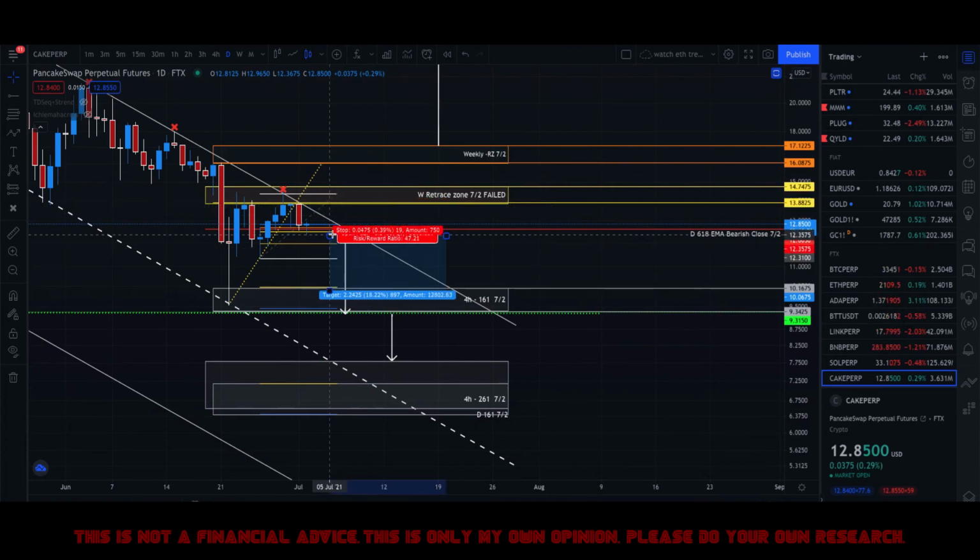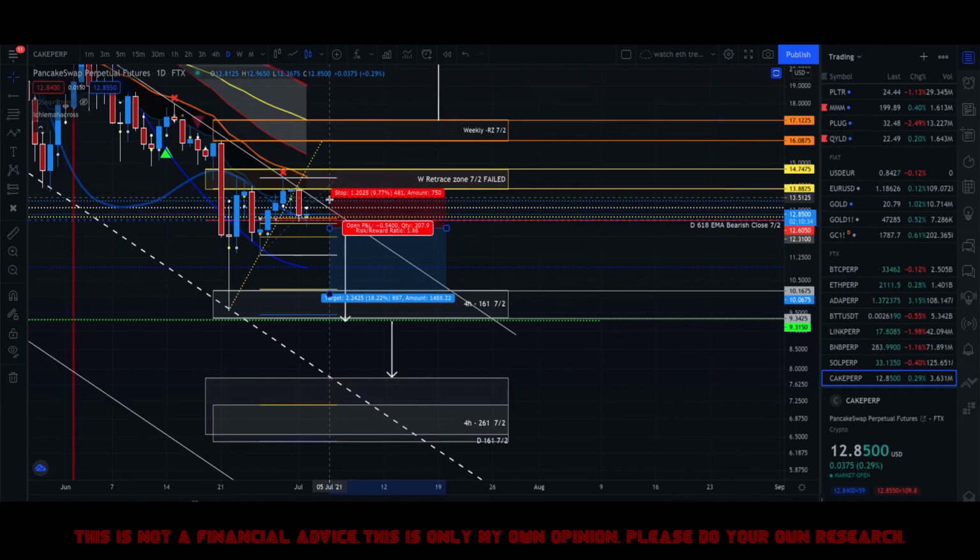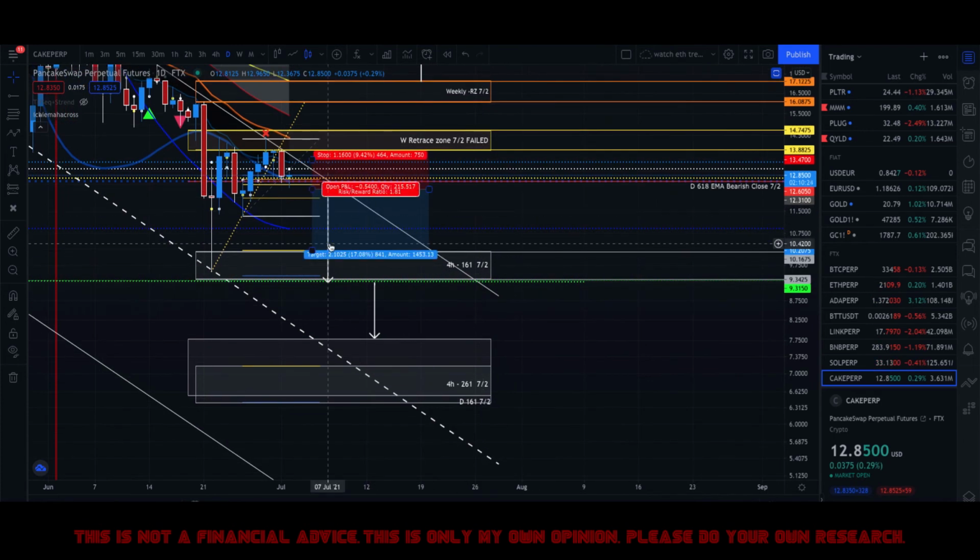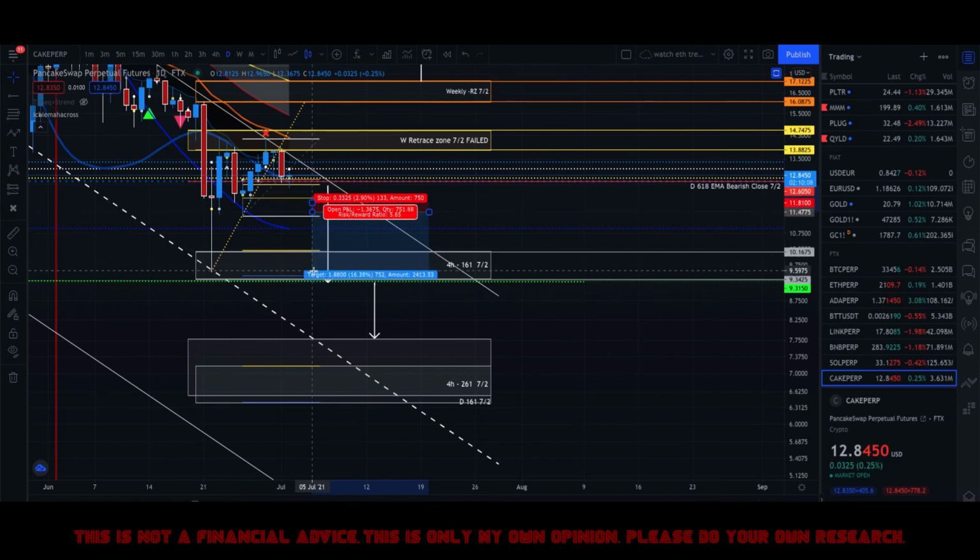A daily close candle below the 618 zone or the red line, for me, that's a short. I have my stop loss out of that channel. Okay. For a 1.8 risk reward ratio, I would trail my stop loss as it comes down. I would trail down my stop loss, in case it extends down to the bottom border of the 161 extension zone.